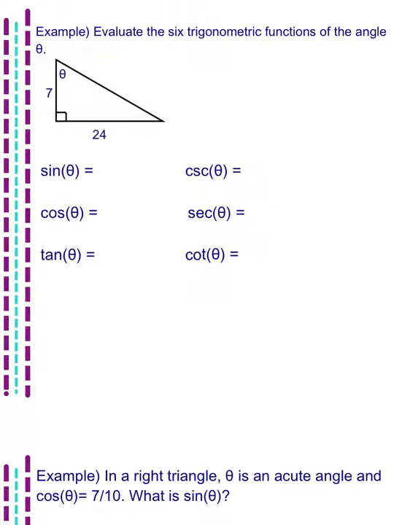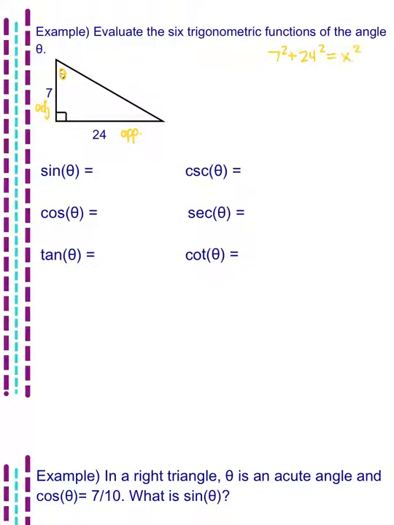All right, so here we have a right triangle, and I want to evaluate the 6 trig functions of the given angle. So here is my angle. I have 24 as my opposite side. This 7 is my adjacent side. And I'm not given the hypotenuse, but I can solve for it using the Pythagorean theorem. So if I set this up, 7 squared plus 24 squared equals my hypotenuse squared.